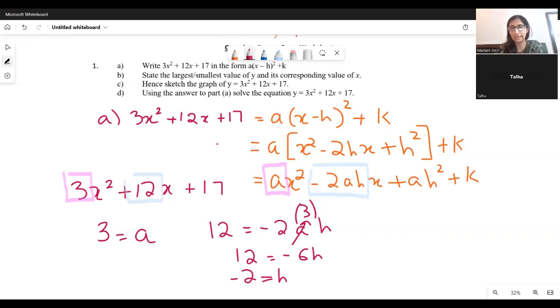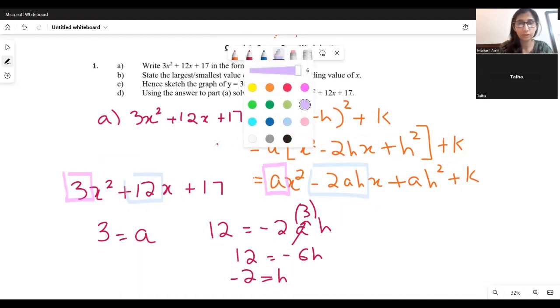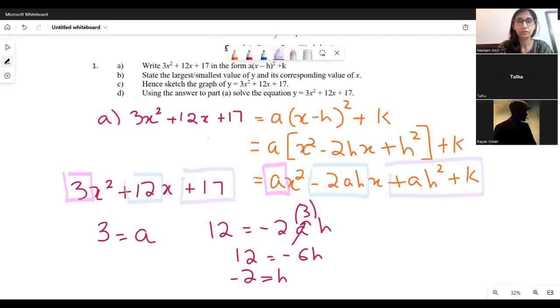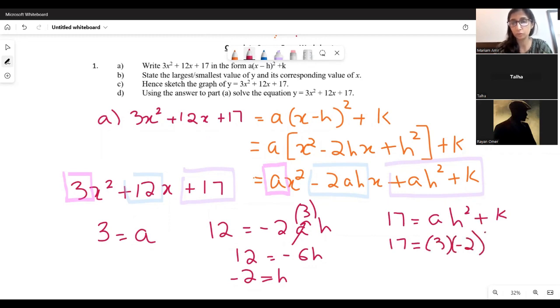Okay, now we need to find k. So we compare the constants on both sides. The constant here is just 17 and the constant here is ah² + k. So 17 equals ah² + k. So 17 equals 3 times (−2)² plus k. So that is 17 equals 3 times 4, 12, plus k. So k equals 5.